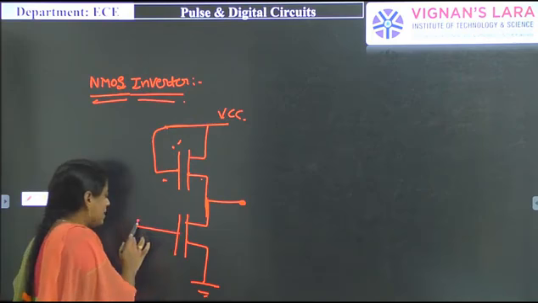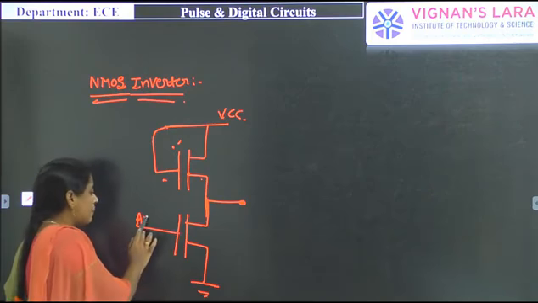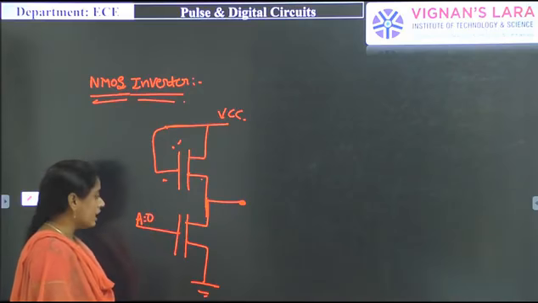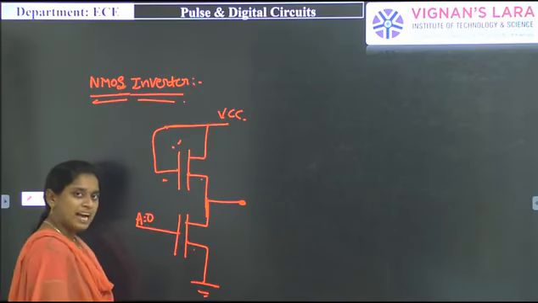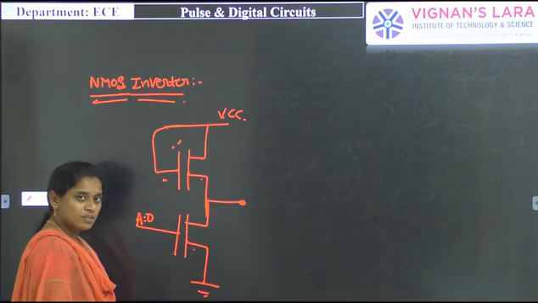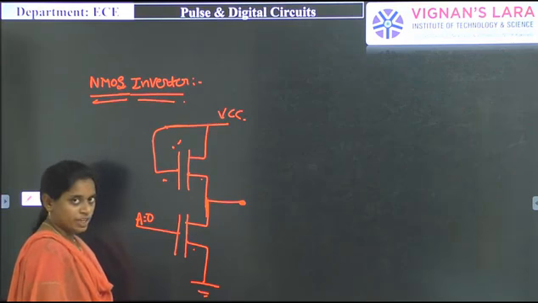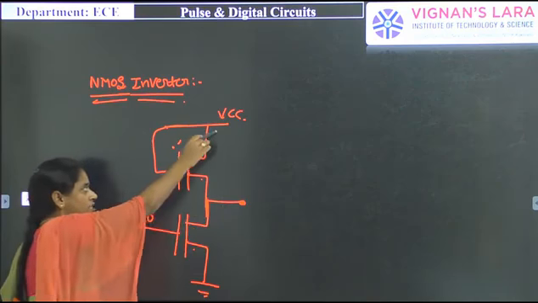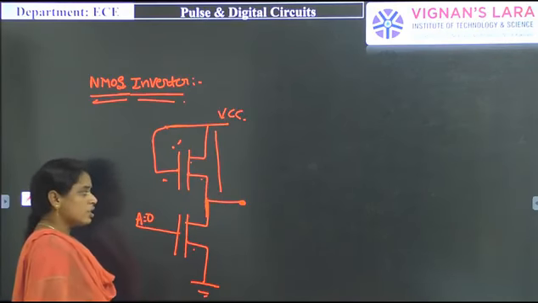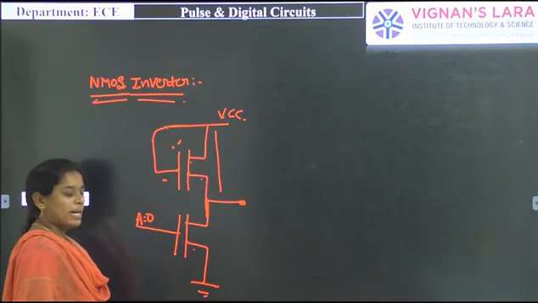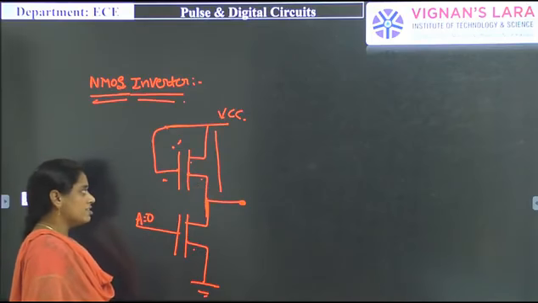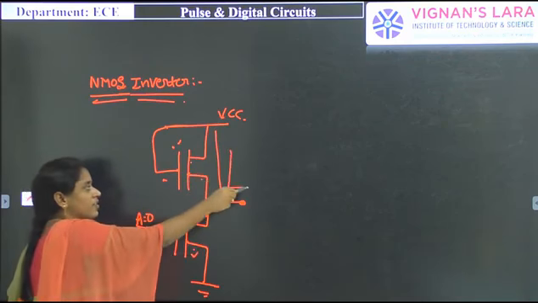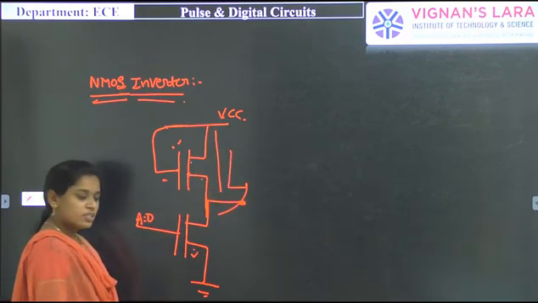When we apply, this is taken as A. When A is equal to 0, during that time this MOSFET acts as an open circuit, nothing but it is in off condition. This upper transistor is always in on condition. That's why the 5 volt signal reaches here. So when 0 volt is applied here, this transistor will be in off condition, and that's why the VCC signal will be produced at the output side.